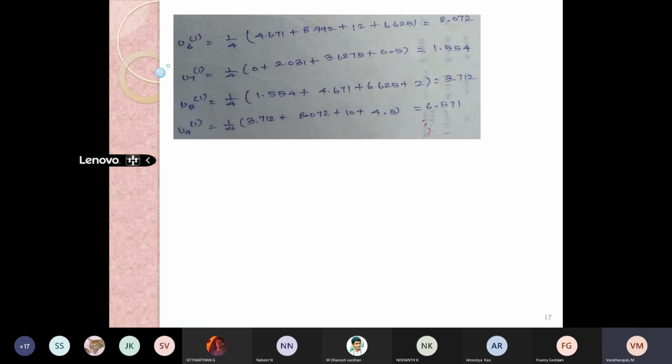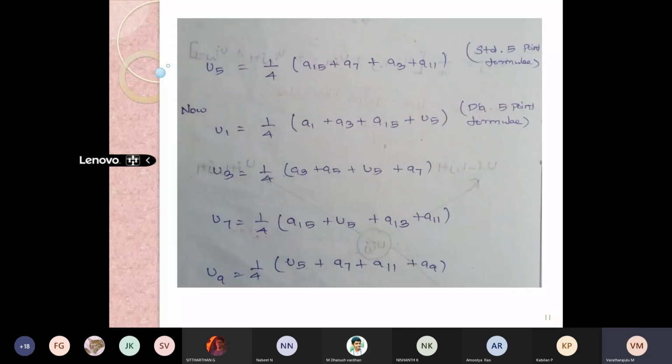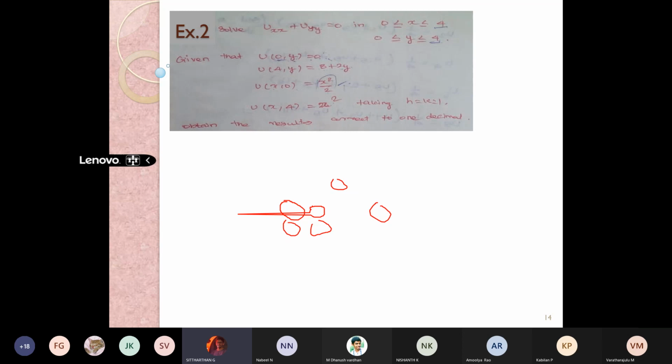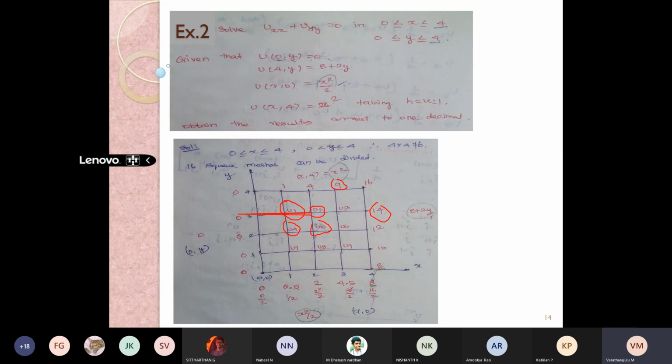Sir, in the question they are asking to find only up to 1 decimal point. So should we find for 4 decimal points and reduce the final answer to 1 decimal, or how is it, sir? Obtain the results correct to 1 decimal place. Then keep your calculator at 1 decimal place and proceed. From the 0th iteration, sir? Yes. Okay.